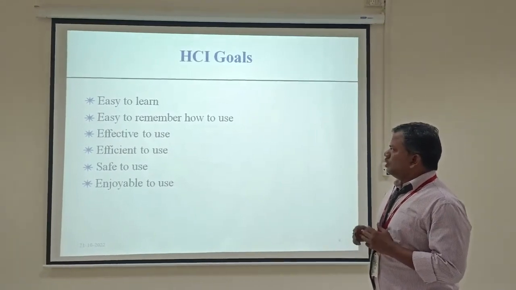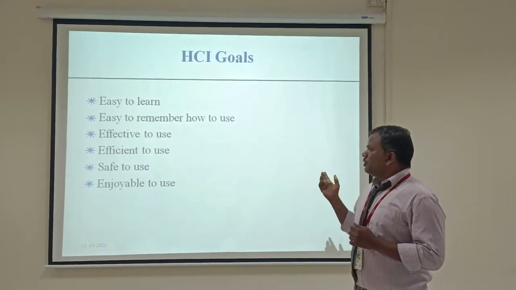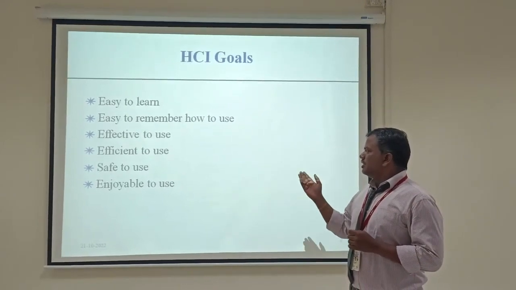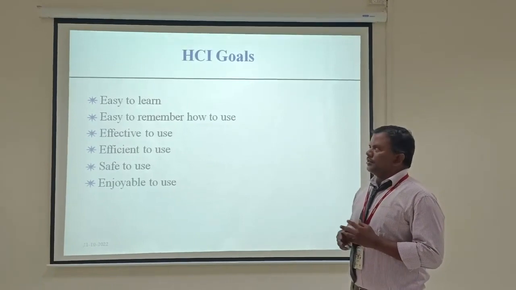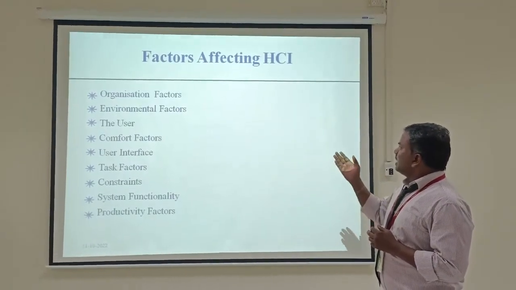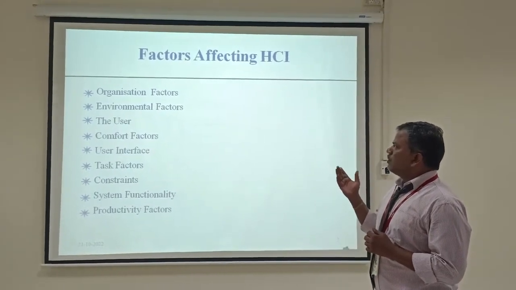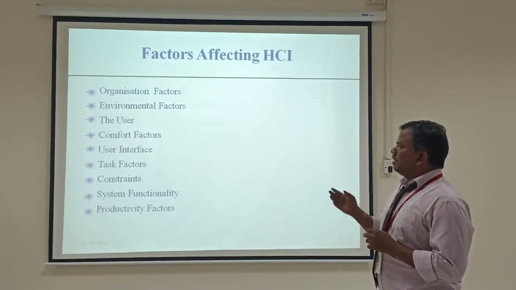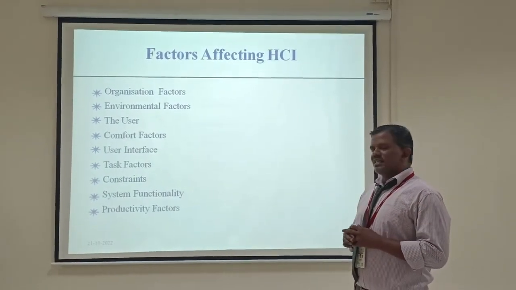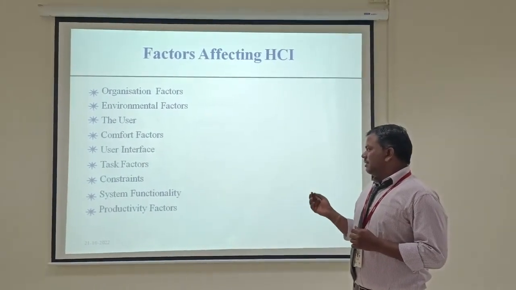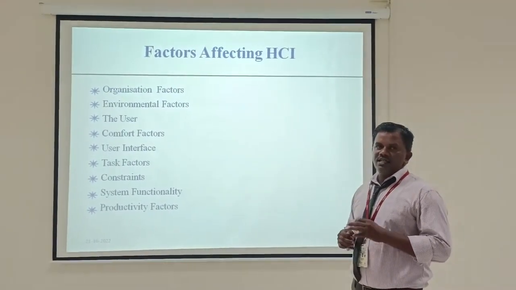HCI goals. The goals are easy to learn, easy to remember how to use, effective to use, efficient to use, safe to use, and enjoyable to use. Factors affecting HCI: organizational factors, environmental factors, the user, comfort factors, user interface, task factor, constraints, system functionality, and productivity factors. First one, organizational factors.